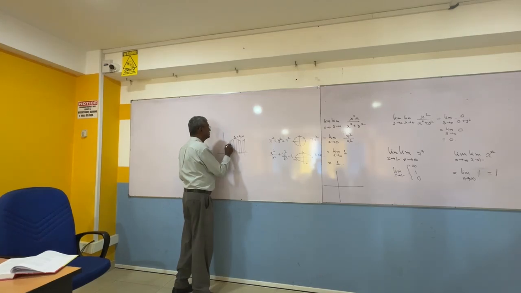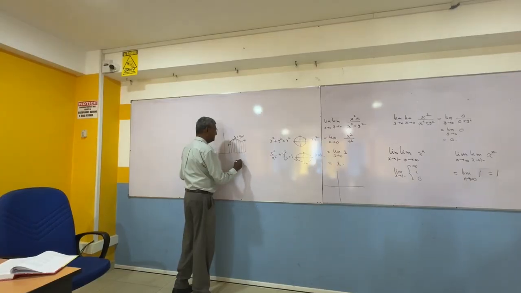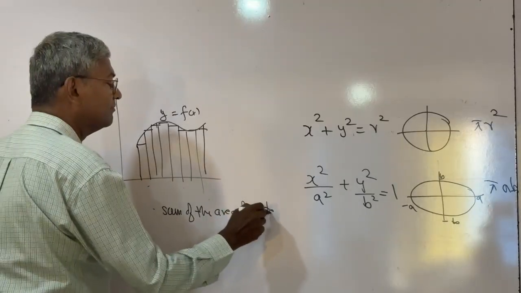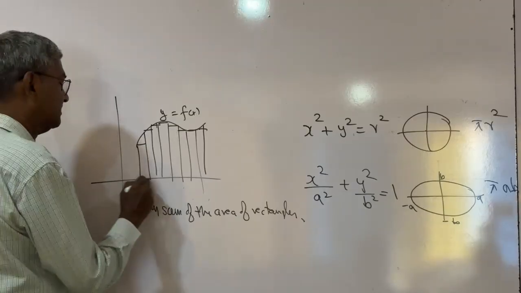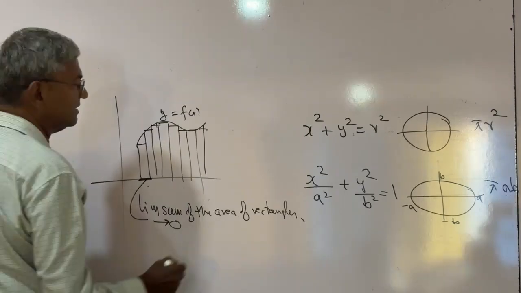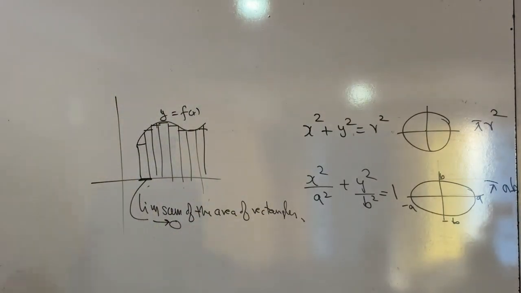Then you take the area of this one, this one, this one, this one, this one, this one, this one, this one. You add all of them. Sum of them, areas of rectangles. And again, then you find the limit of this thing as maybe this length goes to 0. So that is called the area, but we will do it in a very nice way later, not today.